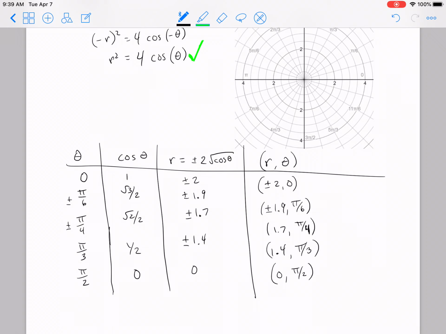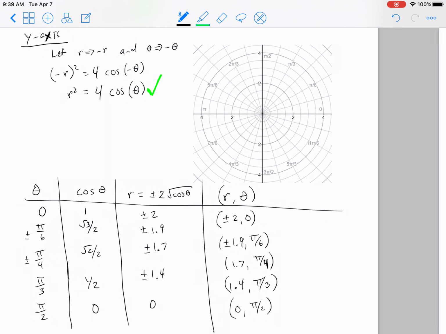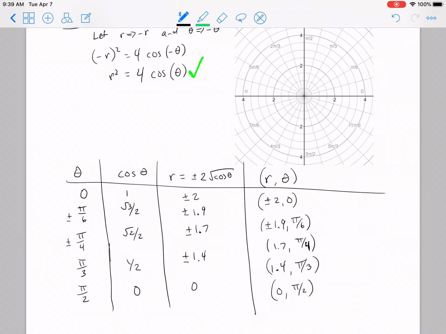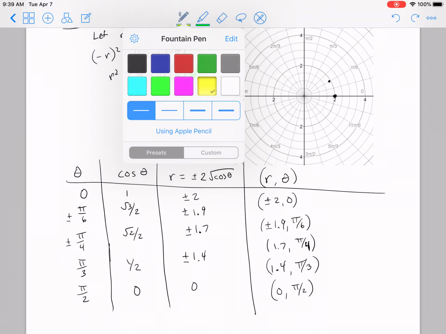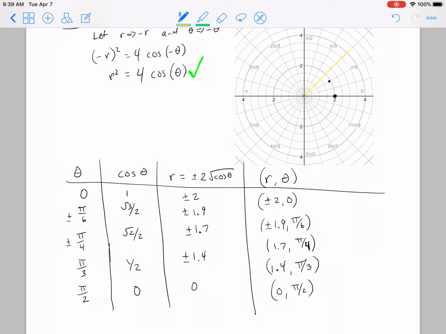Okay, so we can come back up here. We can plot these points, and we can go to 2, 0. So that's just right there. We can go to 1.9 and then pi over 6. So 1.9 is going to be just inside 2 at pi over 6, so right there. And then we can go to 1.7, pi over 4. So this is the pi over 4 line right there, right? That's our angle there. And so we need to go out to 1.7. There's 1.5. There's 2. So we're a little under halfway between them. So maybe right there.